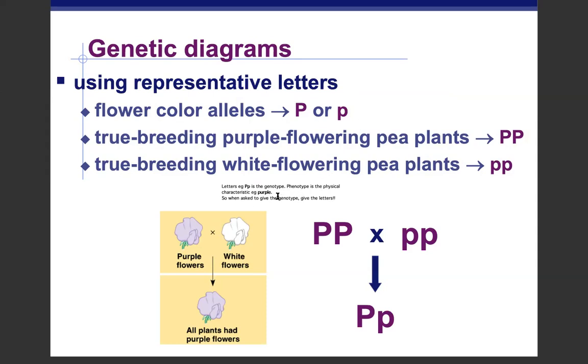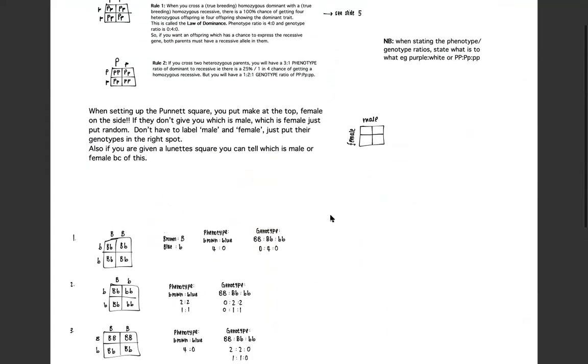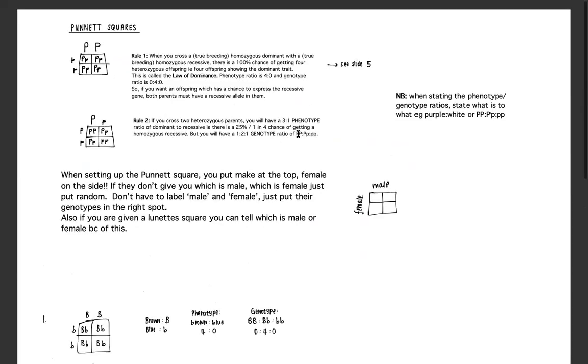So if they ask you in the test or in the exam, what is the genotype? Don't say homozygous or heterozygous or whatever it is. Say capital P, or lowercase p, or capital lowercase. So give the letters. If you just look at an example of a Punnett square, there are a few rules that will help your knowledge. If you cross a true breeding homozygous dominant with a homozygous recessive, you'll always get heterozygous offspring. So there's a 100% chance of the offspring being heterozygous, and obviously they'll show the dominant trait. This is called the law of dominance.